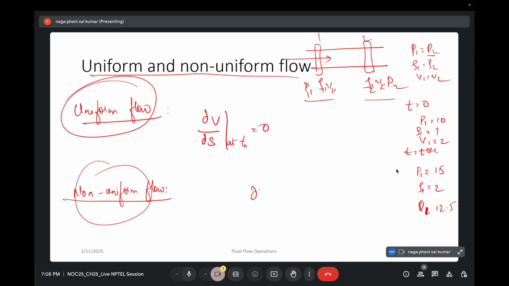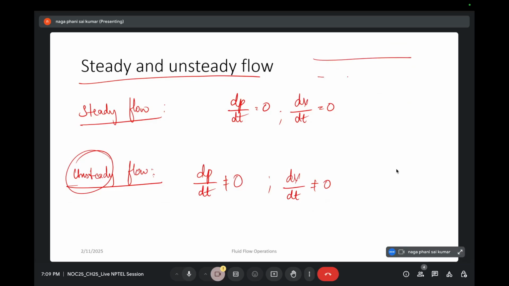So dou V by dou S at some time t will not be equal to 0. That means the parameters are changing, or they are not the same at each and every location. Here, let's say P1 is 10 and P2 is, let's say, 20, then they're not the same, right? After t seconds this increases to 15 and this increases to 25. They're increasing but they're not the same. So it cannot be considered uniform flow. This is non-uniform flow.